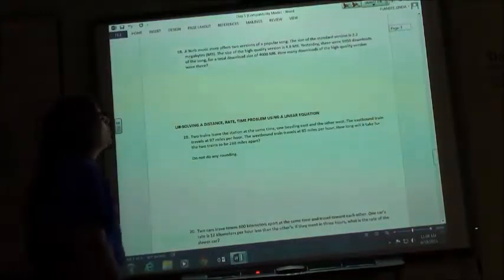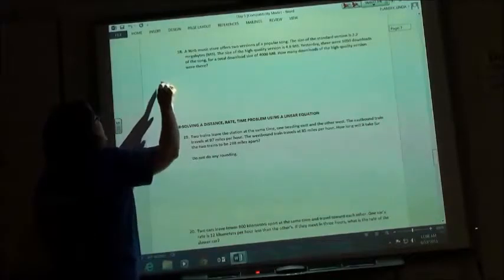Number 18 then says a web music store offers 2 versions of a popular song. The size of the standard version is 2.2 megabytes. The size of the high quality version is 4.8 megabytes. Yesterday there were 1,050 downloads of the song for a total download size of 4,000 megabytes. How many downloads of the high quality version were there?